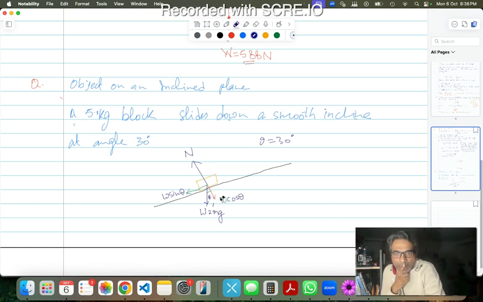So because it's not moving up in that direction, it's moving in this direction, right? And it's a smooth incline, so there is no friction, right? So we are not putting it as a friction force in this direction. So it's moving in this direction. That means we have to calculate this thing.